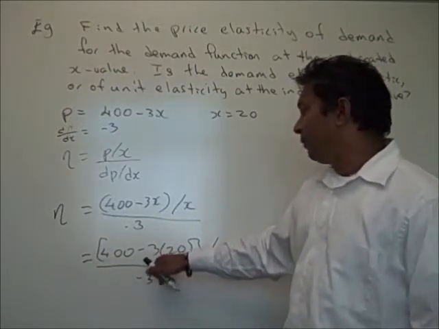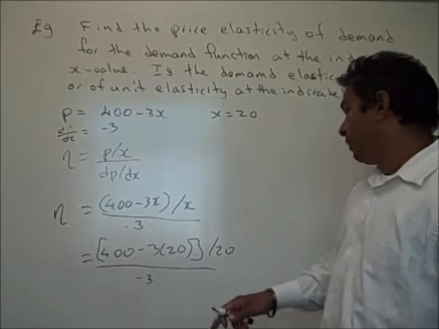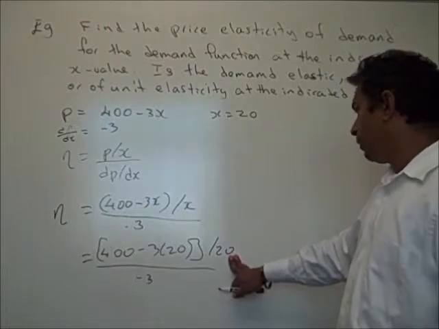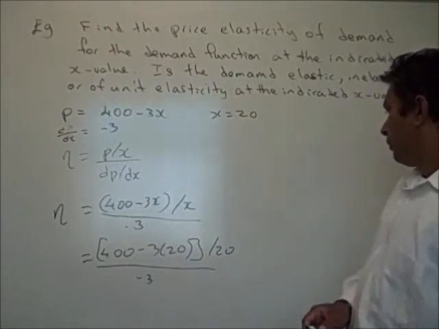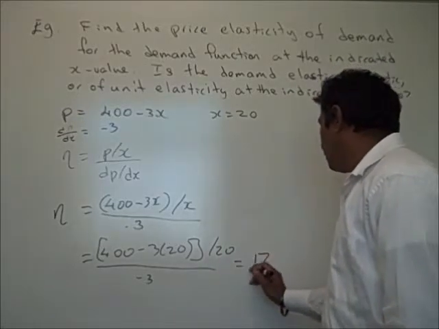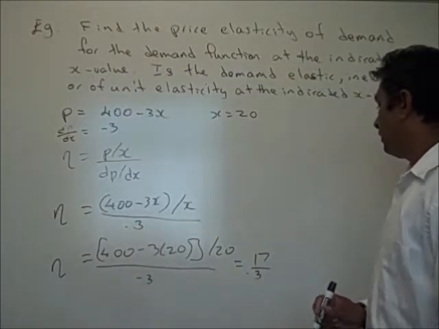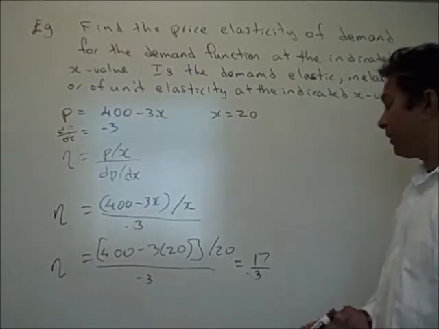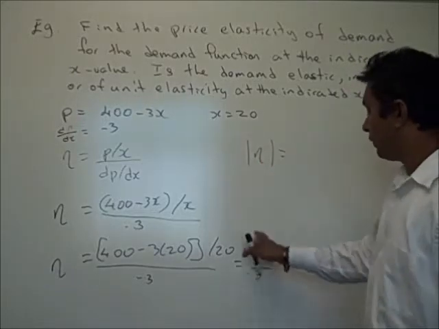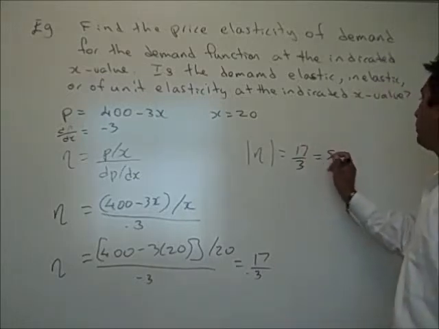So 3 times 20 would be 60. 400 minus 60 would be 340. 340 divided by 20 would be 17. So this ends up being 17 over -3. So eta is equal to 17 over -3, or approximately -5.7. Now the absolute value of eta would be equal to the absolute value of this, which is 17 over 3. And this is approximately equal to 5 point something.